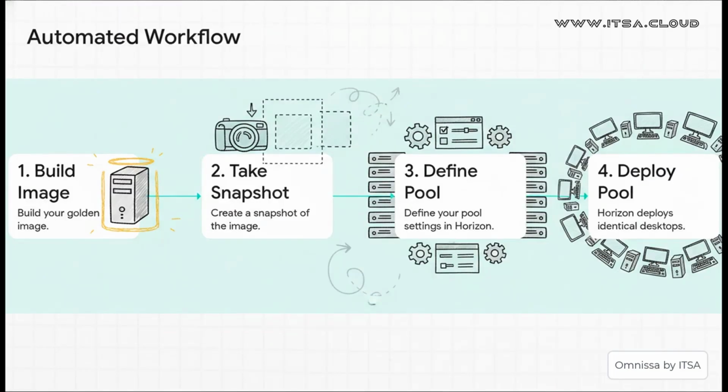And the workflow itself is just so straightforward. Seriously, check this out. First, you build your perfect virtual machine. That's your golden image. Second, you take a snapshot of it. Then you just hop into Horizon, define a few settings for your pool, and basically hit go. Horizon handles the rest, automatically deploying all of those identical desktops based on the rules you just set.